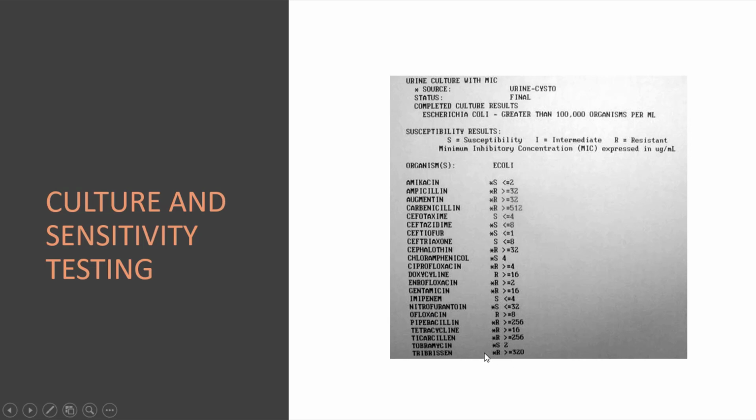So we select the narrow spectrum antibiotic because we have culture, and we take into consideration patient characteristics, like for example allergy. If they are allergic to beta-lactams, we should avoid them. We take also into consideration PO versus IV. If the patient can tolerate PO or not, we prefer it, and so on. So this is only to show you an example.